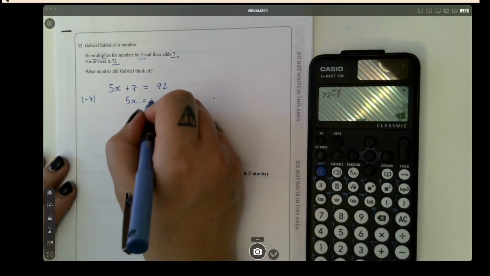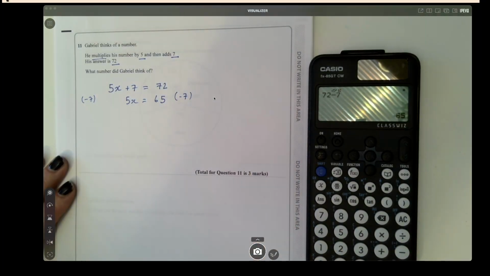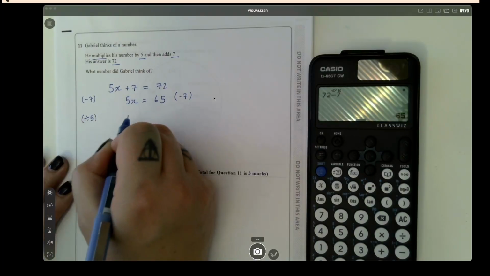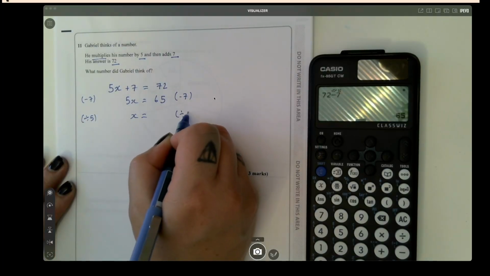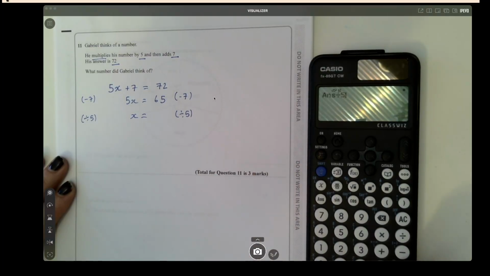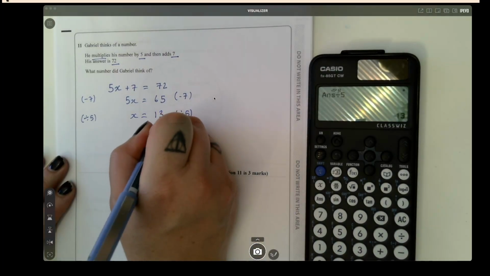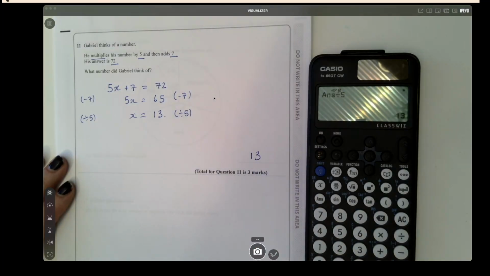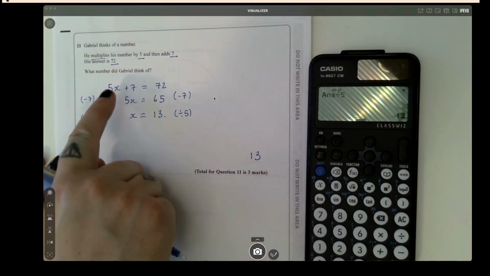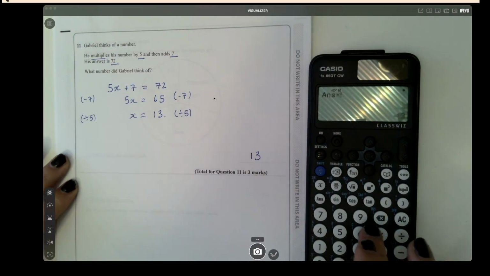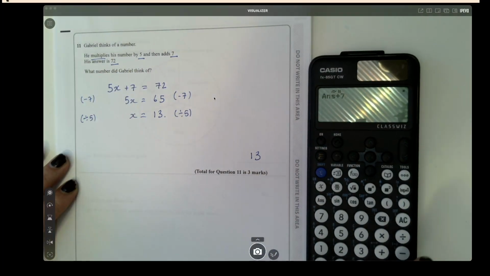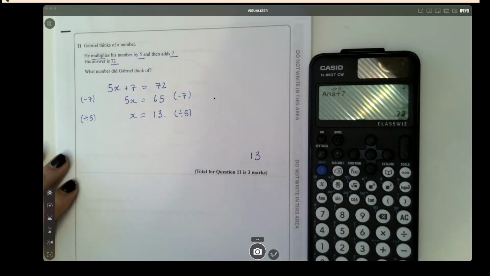I'm using my calculator because it's a calculator paper, I might as well. And then this is 5 times x, so I'm going to divide by 5. So x is 13, so 13 is the number that Gabriel thought of. You can double check that, you can put it back in. So 13 multiplied by 5 and then add 7. Yep, that gives us 72.